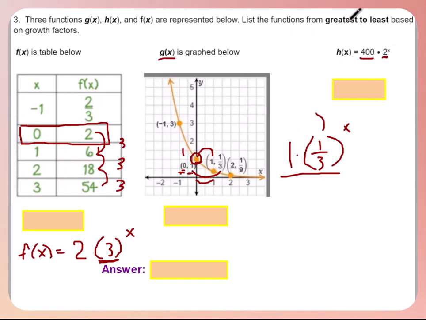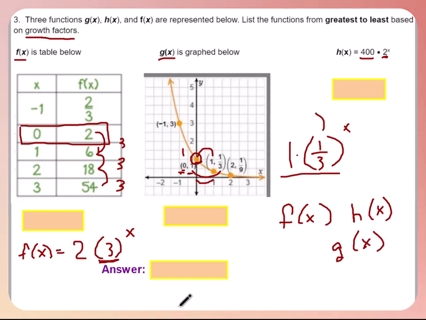So we want to put these from greatest to least based on growth factors. Okay, the largest growth factor is 3. So this is the first one, f of x. Okay, so 3 is greater than 2, so h of x comes next. And then 1/3 is the smallest, so g of x should be last. Okay, let's see if we got that right. F of x, h of x, and g of x.